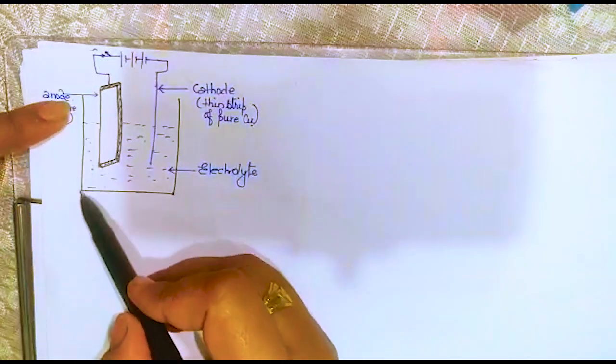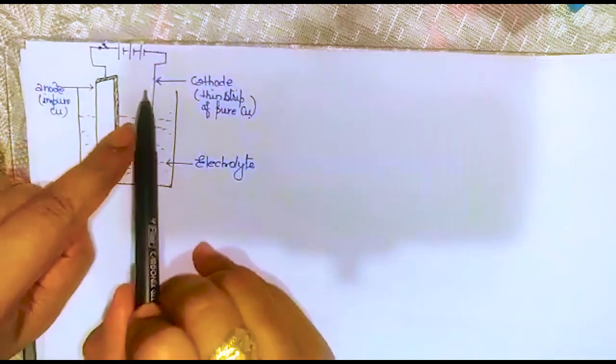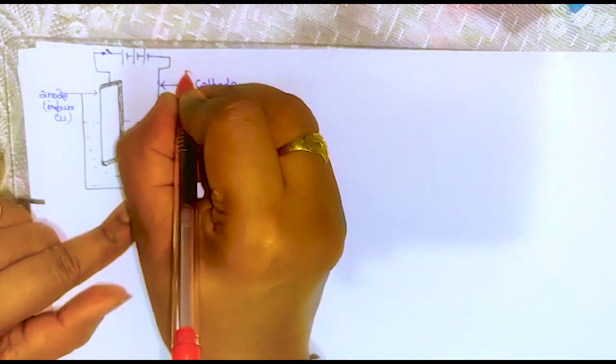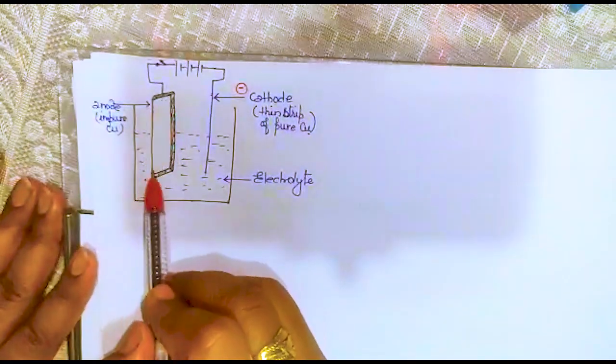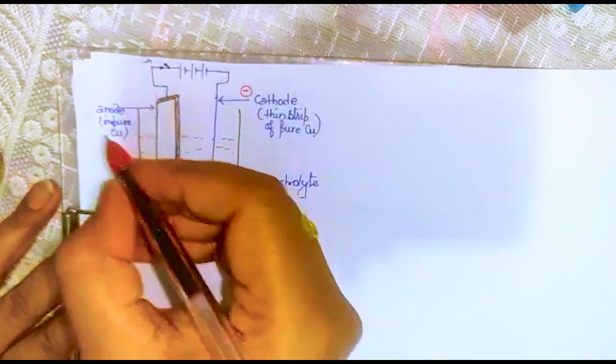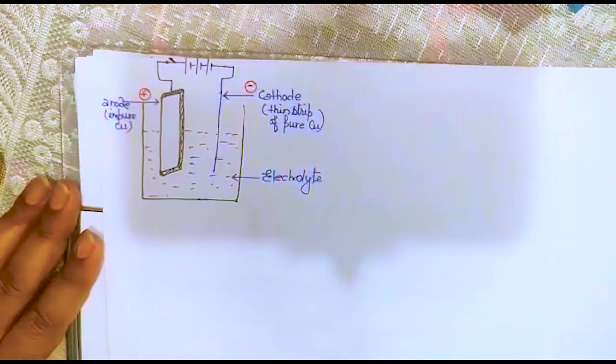This is the electrolytic cell. In that there are the 2 electrodes. One electrode I have made thick, another one is very thin. The thin electrode is attached with the negative terminal of the battery, and the negative terminal of the battery is cathode. While this thicker one is attached with the positive terminal of the battery, so that means it is the positive terminal, and it is called anode.